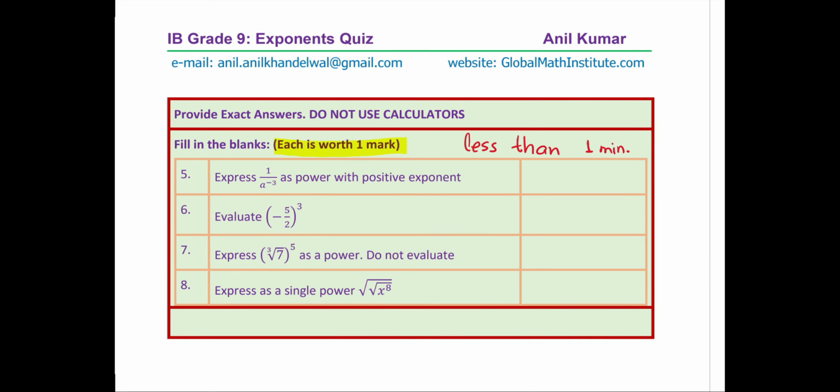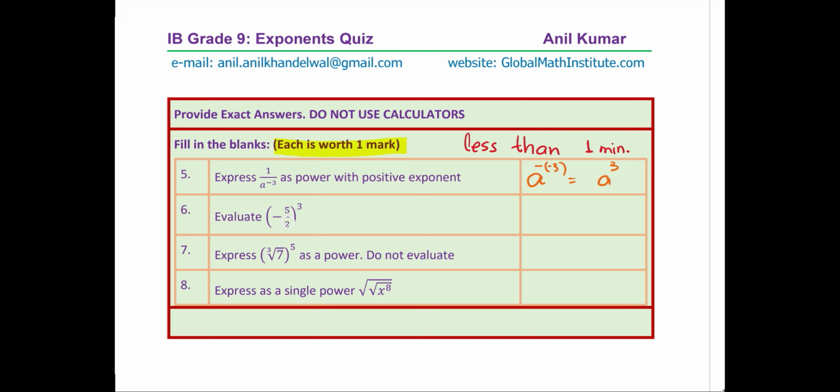Now here are the next set of 4 questions which should be solved, as I said, within less than a minute at least. Express 1 over a to the power of minus 3 as a power with positive exponents. So that becomes what? It comes in the numerator, so you may do it in 2 steps thinking wise, but 1 step straight forward. It is a cube, right?